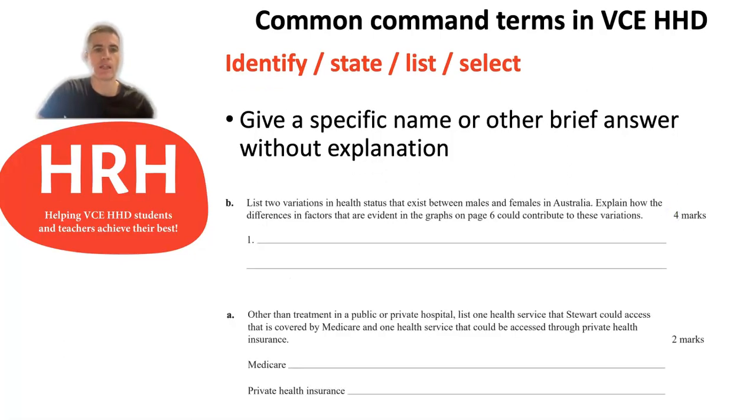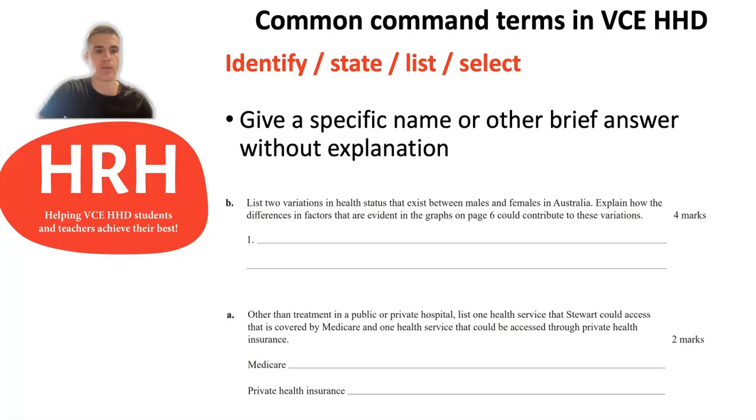Over here, you can see that this question was asking you to list 2 variations in health status that exist between males and females in Australia, and then explain how the difference in factors evident in the graph on page 6 could contribute to these variations. When you see a question like this, I always encourage my students to start off with the list or the stated piece of information, and then do the second part, the explain, following that. So at the start of your answer, you might have just said something like, males are likely to have a lower life expectancy than females. So you're just starting with that list aspect of the question to get that addressed, and then the second half of your answer can then be the other part of the question.